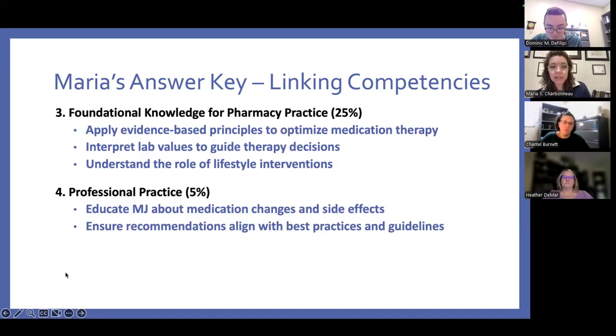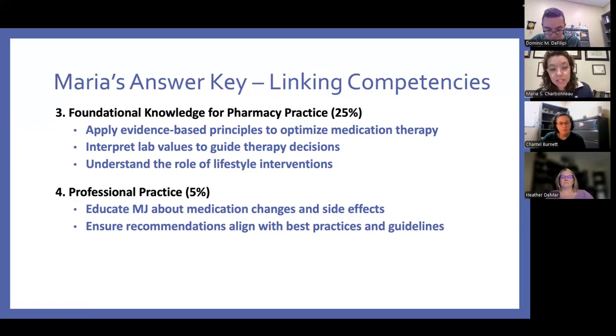To hit domain 3, foundational knowledge, we can apply evidence-based principles to optimize med therapy, interpret lab values. That's going to be a major part of the NAPLEX. The NAPLEX usually gives case-based questions, and the graduate really has to be able to interpret lab values in order to make the assessment. Understand the role of lifestyle interventions.